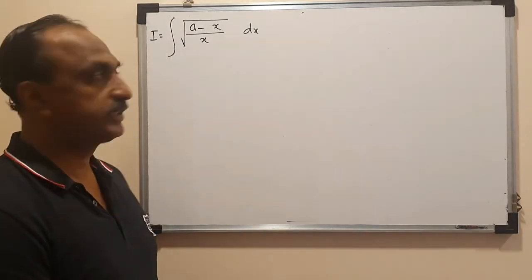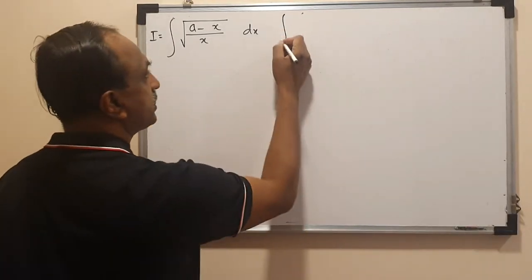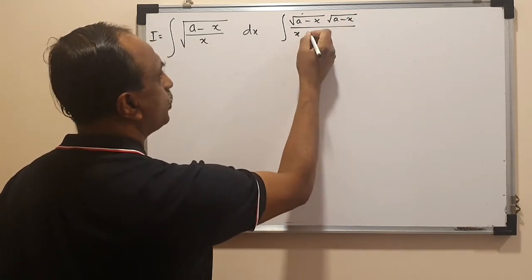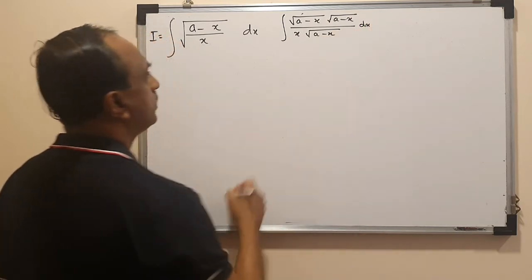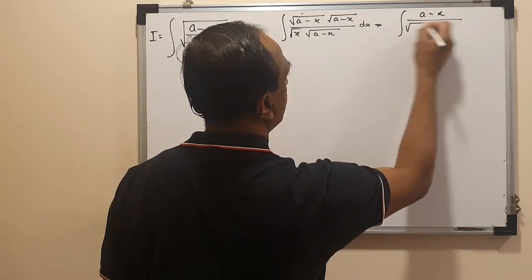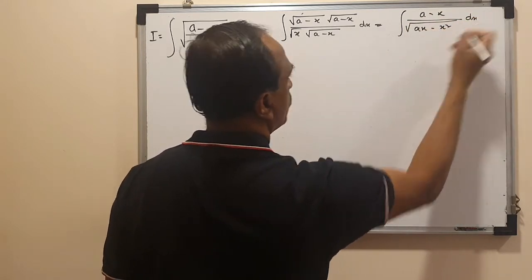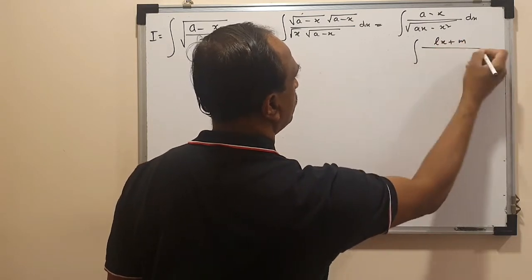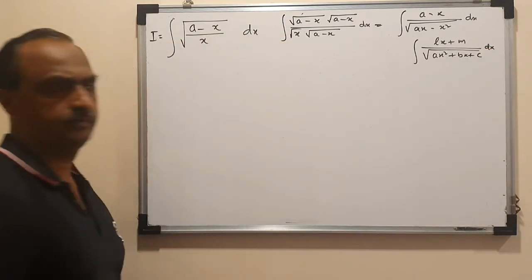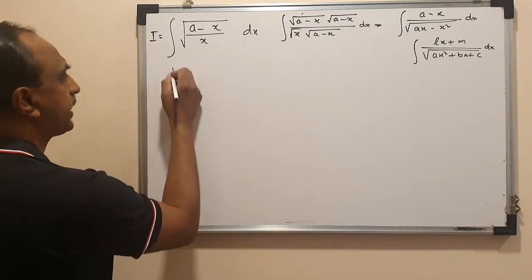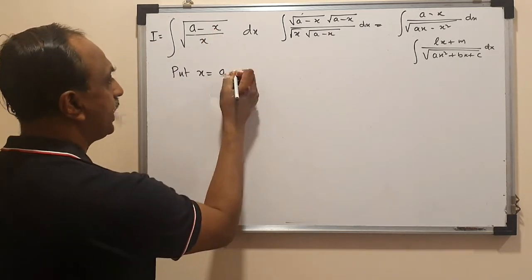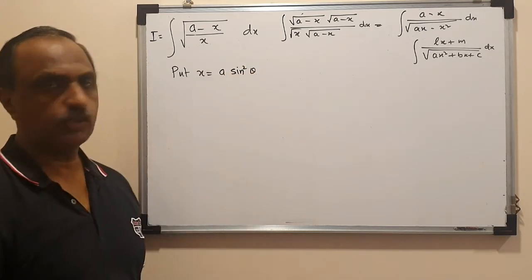This problem can be done in two ways. One easy method is just rationalize it: root of a minus x into root of a minus x upon x into root of a minus x. So this will become a minus x upon root of ax minus x square. So this is similar to lx plus m upon root of ax square plus bx plus c. So this is one option that you have. You can also do this by putting x as a sine square theta, using 1 minus sine square theta is cos square theta. This is also one method.